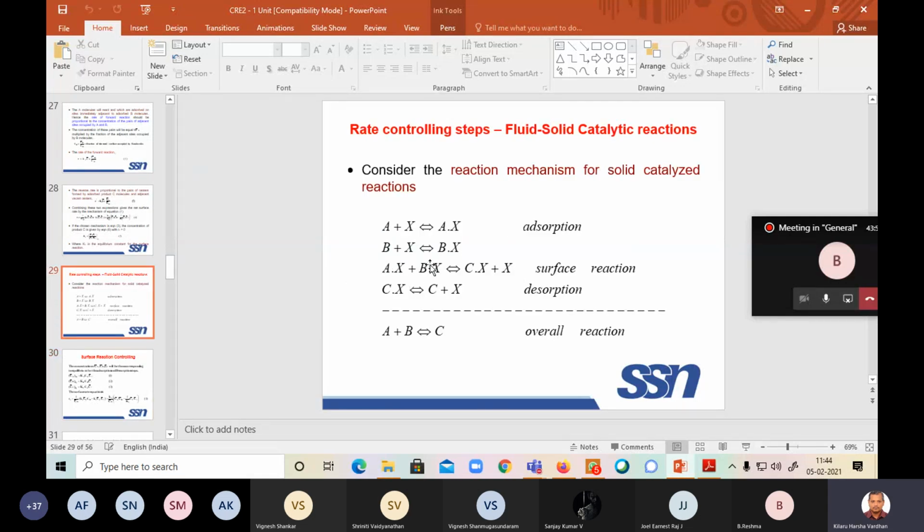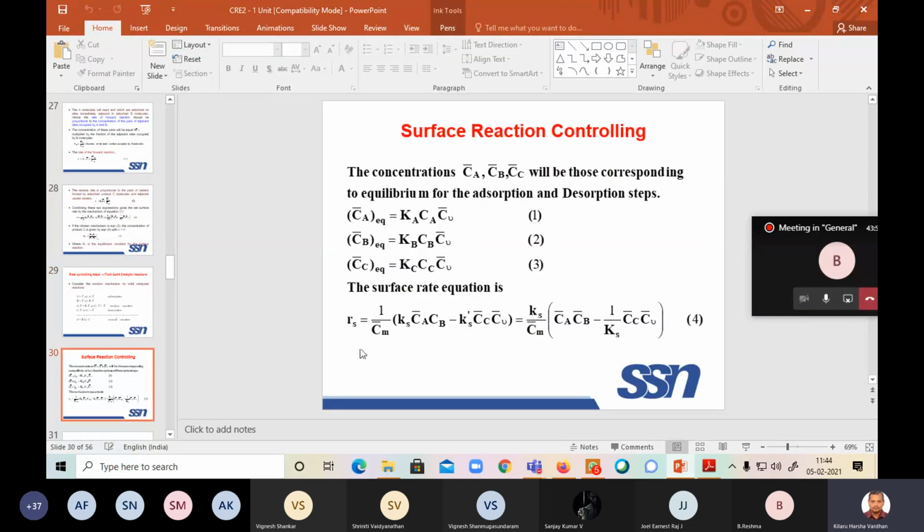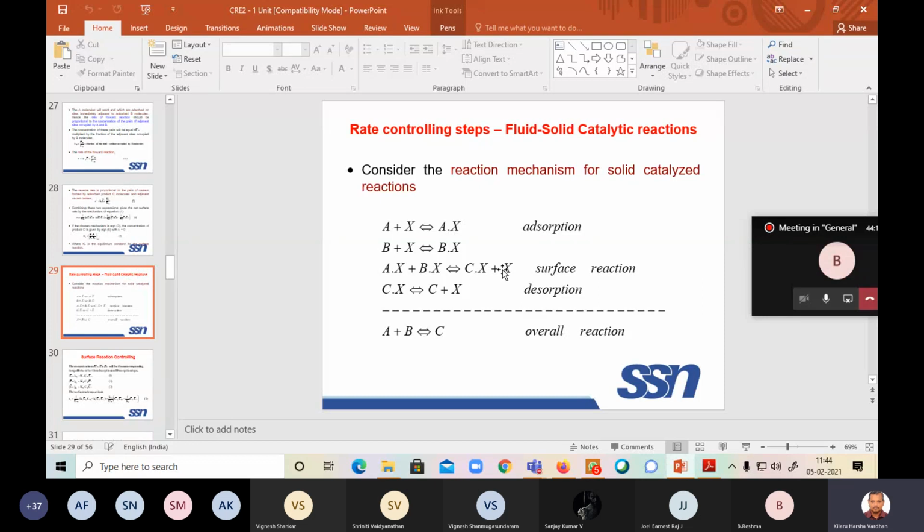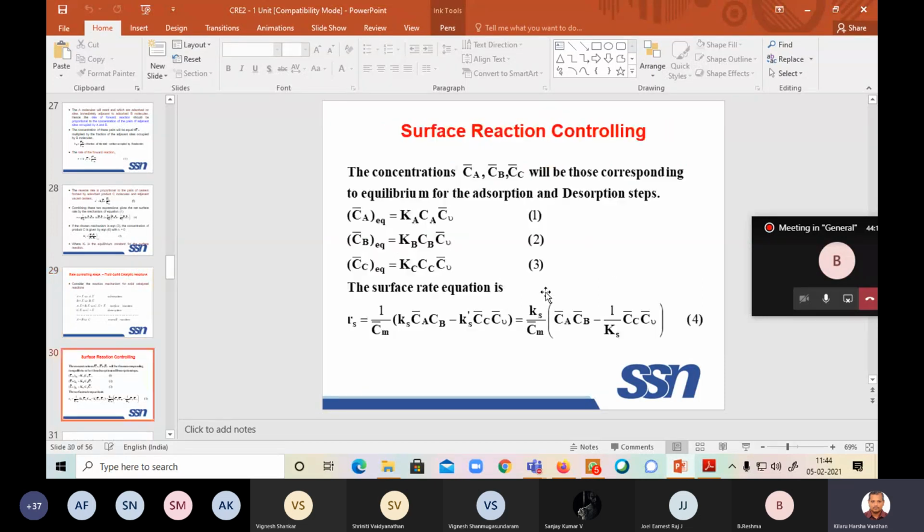If surface reaction is controlling, we can straight away write the rate. That is what he is writing here. Ks divided by Cm, we are writing in terms of monolayer. Ca, Cb, because these two are the reactants. These two are the products. C, this is the product, and you get one more, that is the vacant site. That is why Cv. That's all, right?